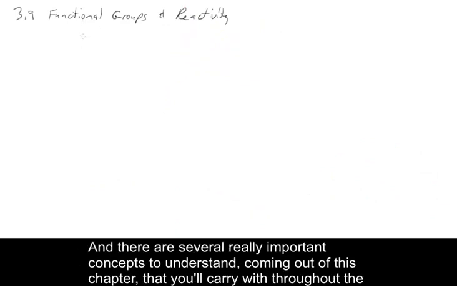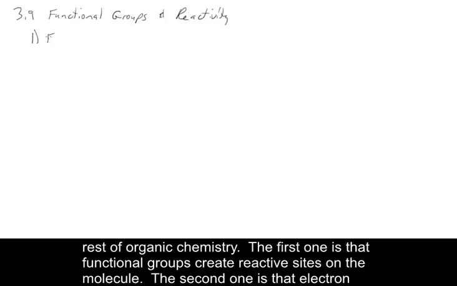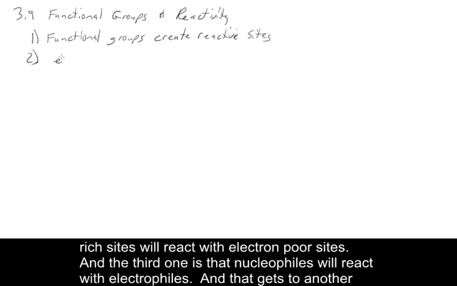Section 3.9 relates functional groups to reactivity. There are several really important concepts to understand coming out of this chapter that you'll carry with you through the rest of organic chemistry. The first one is that functional groups create reactive sites on the molecule. The second one is that electron-rich sites will react with electron-poor sites. And the third one is that nucleophiles will react with electrophiles.